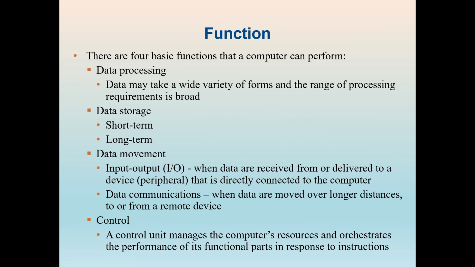Also, we have data movement. The computer's operating environment consists of devices that serve as sources or destinations of data. When data are received from or delivered to a device that is directly connected to the computer, the process is known as input and output, or I/O, and the device is referred to as a peripheral device. We may discuss this in more detail also. When data are moved over longer distances to or from a remote device, the process is known as data communication. And the last one is control.